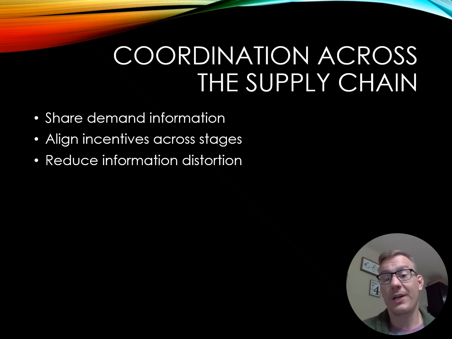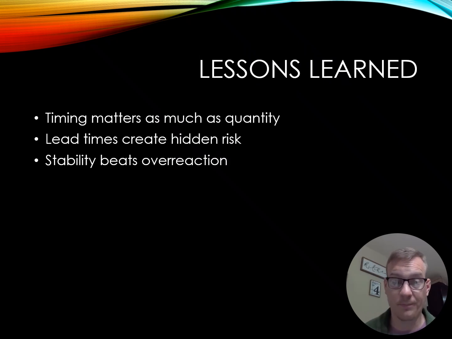And then coordination across the supply chain is going to help mitigate these challenges as well. It's going to involve sharing demand information, aligning incentives across stages, and reducing information distortion. This is going to allow every stage in the supply chain to make accurate decisions and prevent any issues as you move through the fluctuations.